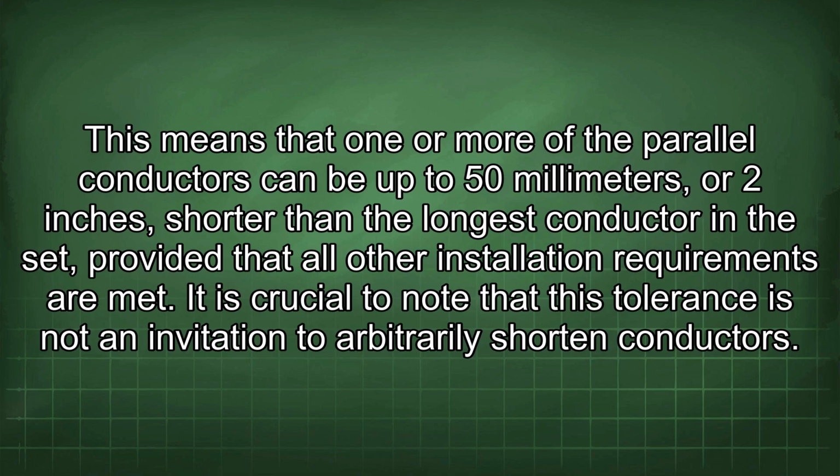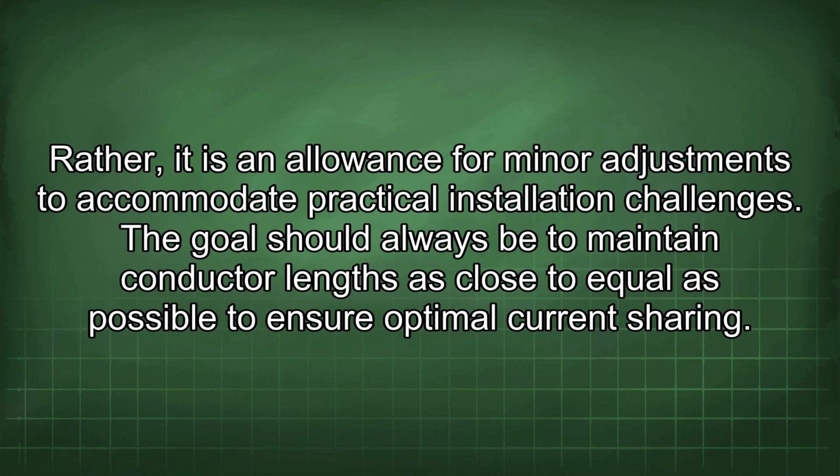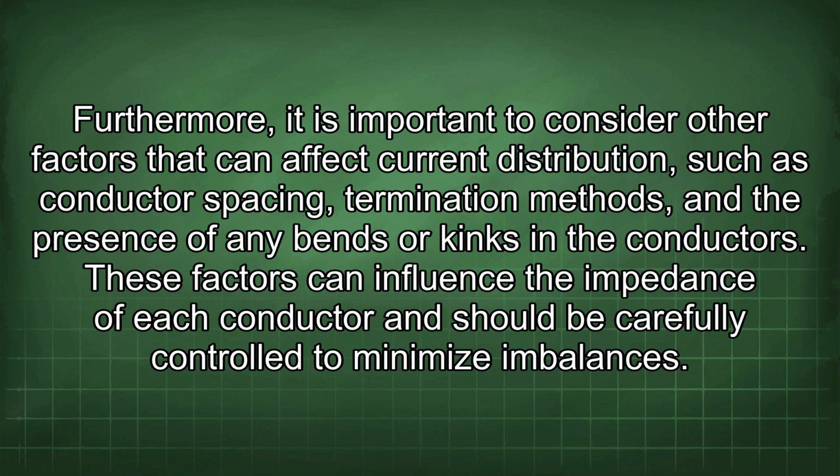It is crucial to note that this tolerance is not an invitation to arbitrarily shorten conductors. Rather, it is an allowance for minor adjustments to accommodate practical installation challenges. The goal should always be to maintain conductor lengths as close to equal as possible to ensure optimal current sharing. Furthermore, it is important to consider other factors that can affect current distribution, such as conductor spacing, termination methods, and the presence of any bends or kinks in the conductors. These factors can influence the impedance of each conductor and should be carefully controlled to minimize imbalances.